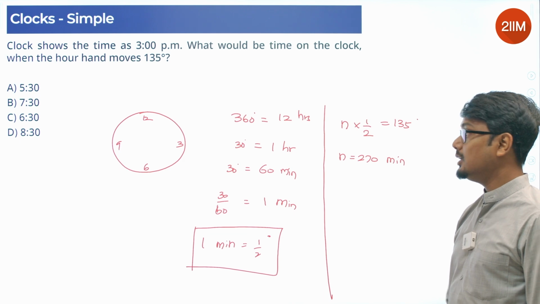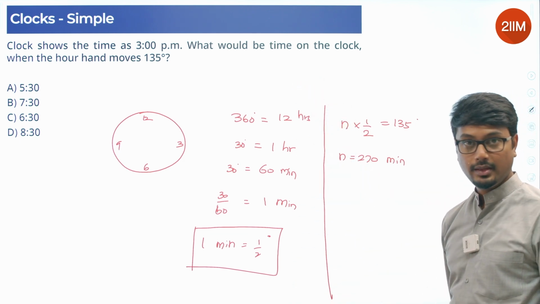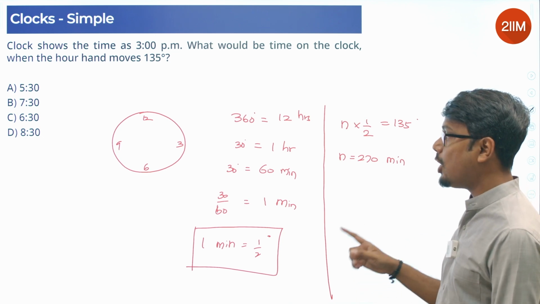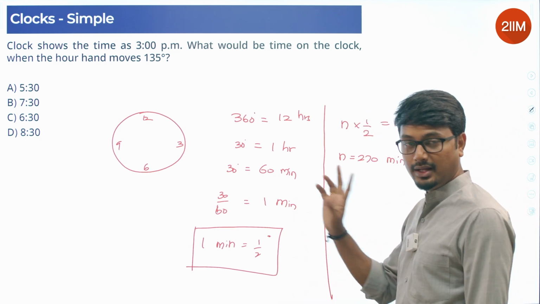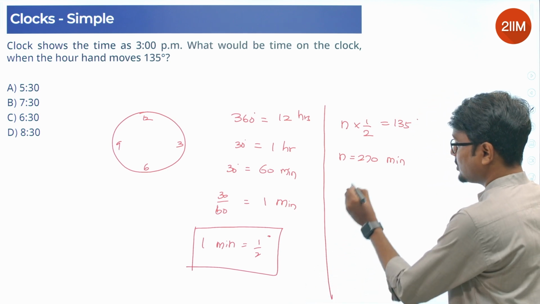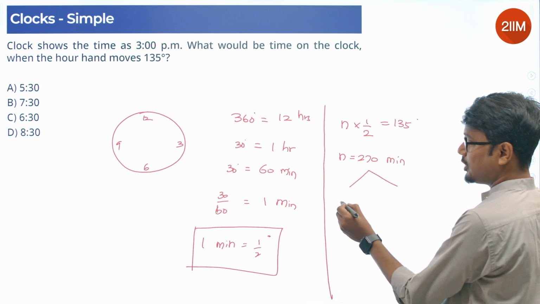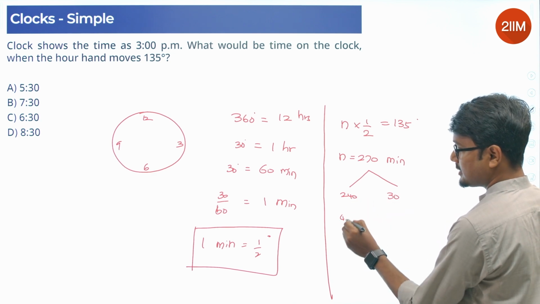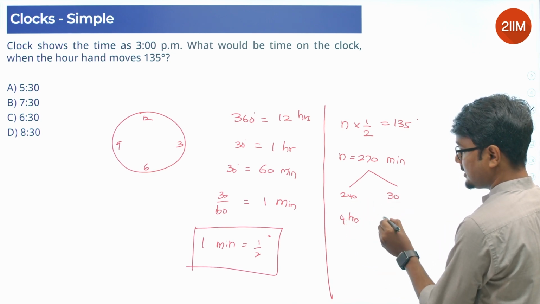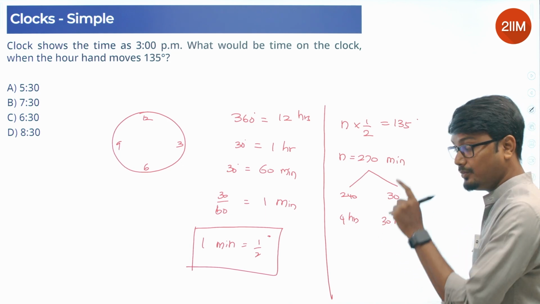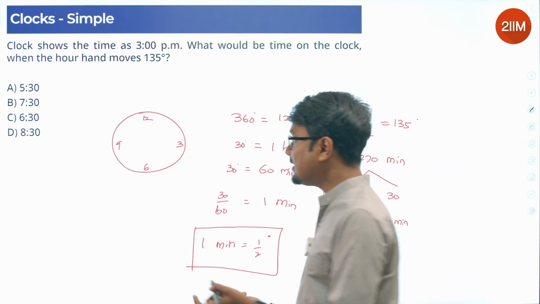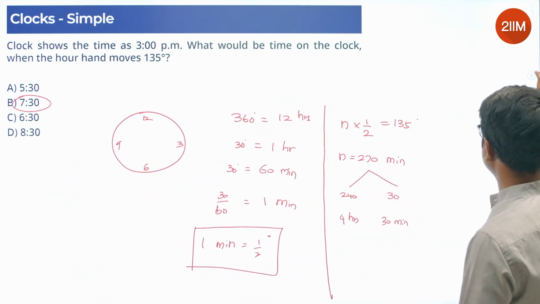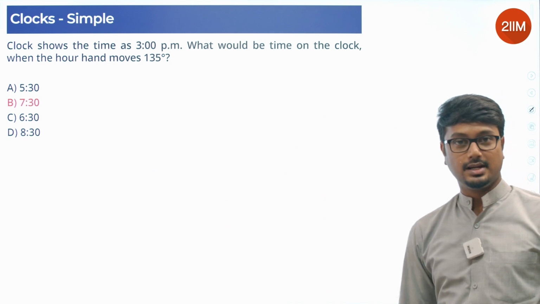Now what happens? So it was 3 o'clock, then 270 minutes later, what would be the time? So 270 minutes later, the hour hand would have traveled 135 degree, right? So in that case, 270 minutes we can split it like this, 240 plus 30. Why? 240 will give you 4 hours and this is 30 minutes. So from 3 p.m., 4 hours 30 minutes later, it should be 7:30. So the number is supposed to be 7:30 p.m. Option B. Yes, right answer.